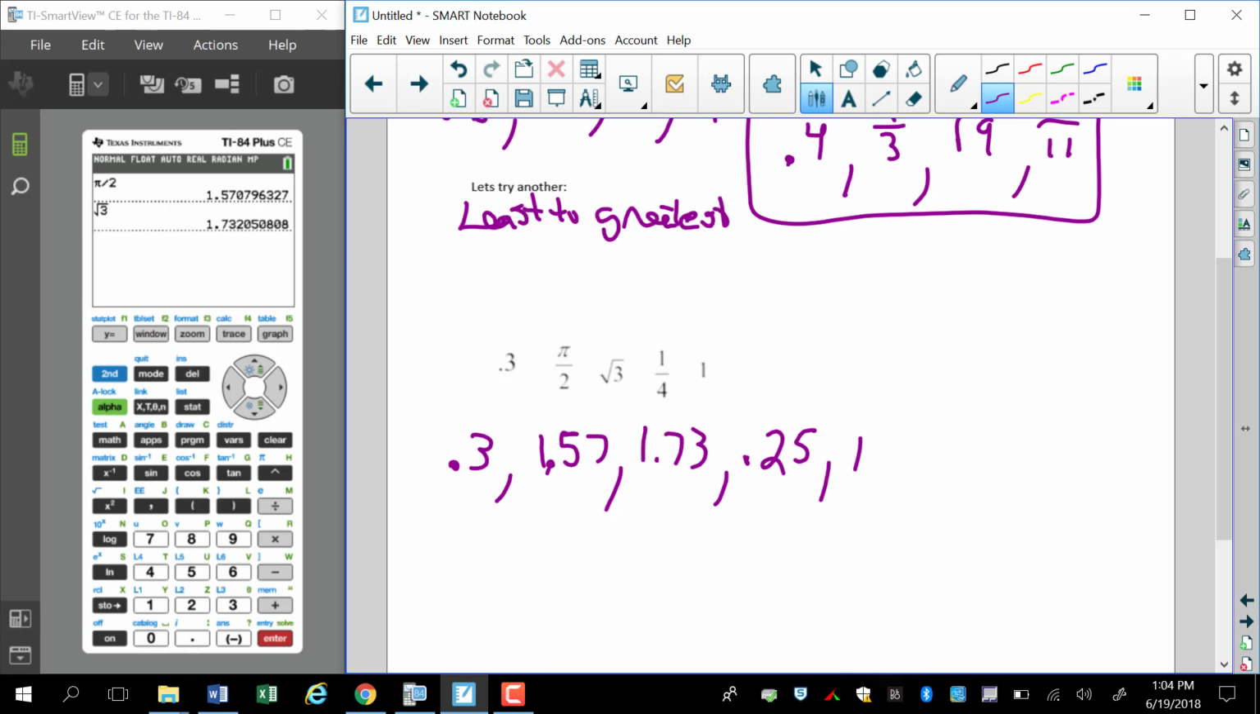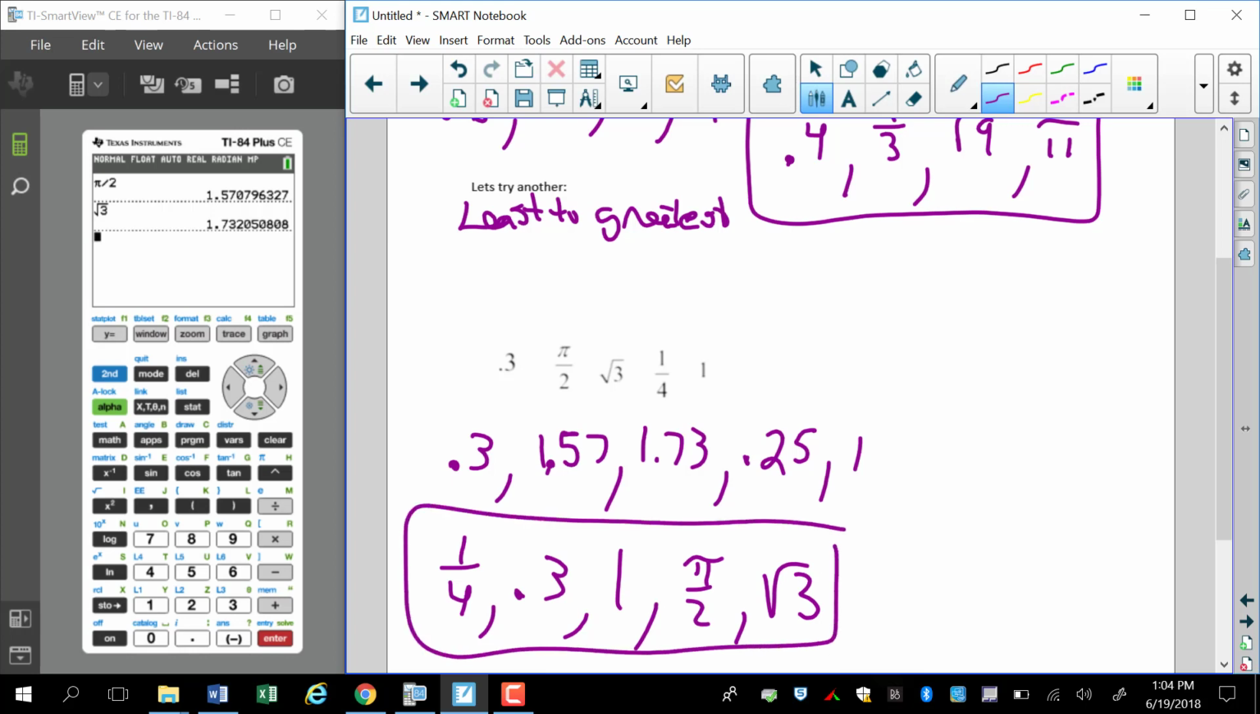So if we want to put this in smallest to largest, it would be 0.25, which is 1/4, then 0.3, then pi over 2, which is 1.57, and then, oops, actually we made a mistake there. Forgot about the 1. So we'll put 1 next, and then pi over 2, and then square root of 3. And then you order them.